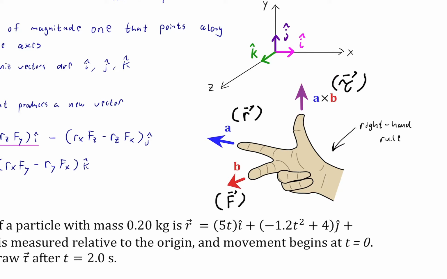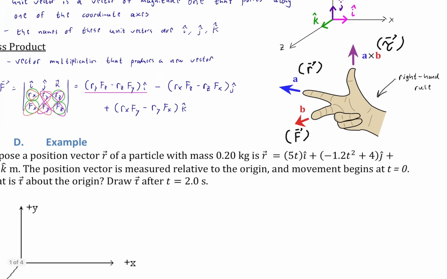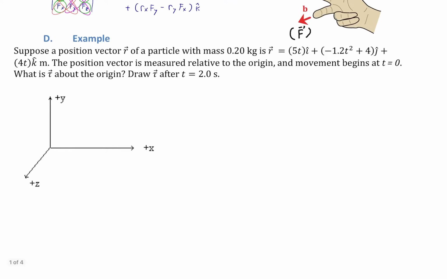And in this case, R would be the A vector, F would be the B vector, and tau would be A cross B. All right? So that's the right-hand rule. I'll bring it up again when we talk about angular momentum, because we use it in angular momentum as well, because angular momentum is a cross product. Okay? All right, well, I got one example to do that involves the cross product and torque.